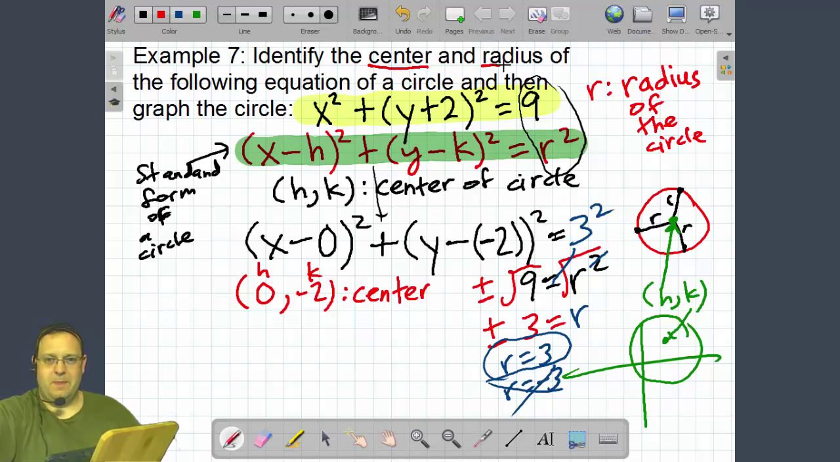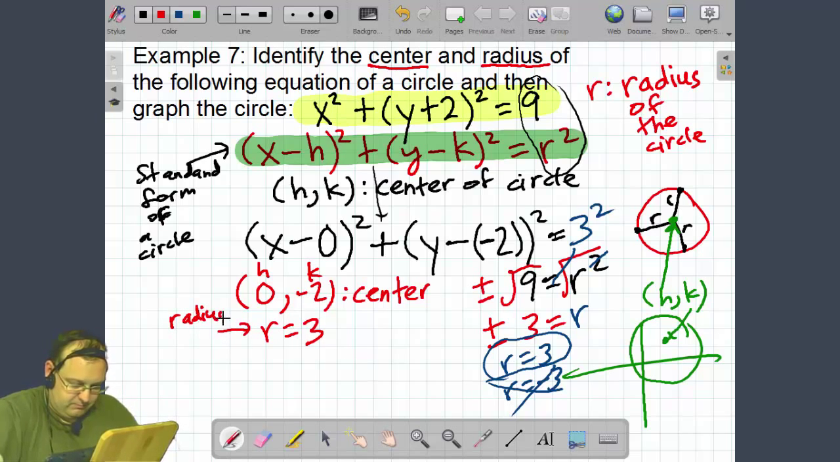What about the radius? Did we figure out what the radius was? Well, if we look down here, is 9 our radius? Well, no, because this is radius squared. We're not looking for radius squared, we're looking for what the radius is. But we solved it down here: r is equal to 3, and r again is the radius. So I'm just going to write here, r equals 3, and that's our radius of the circle.